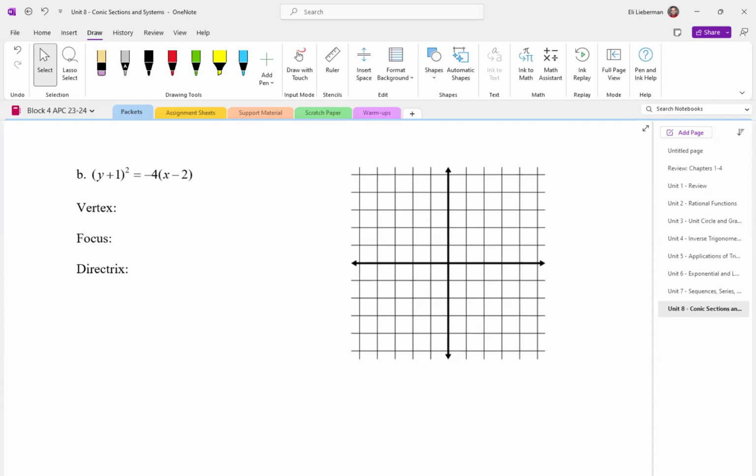Okay, so focus would be negative 1. A, then vertex is two. But then on focus, the original ones. Well, if it's going this way and focus is inside of the parabola, then how would you know? Focus always tells.